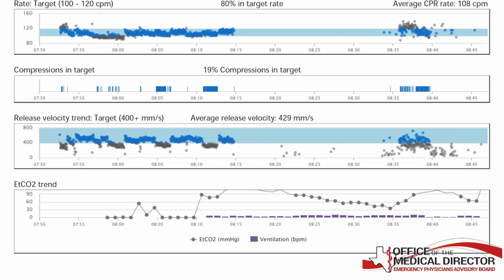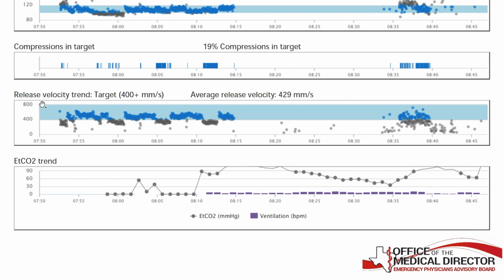Compressions in target are the number of compressions for the entire case that hit depth, rate, and release target ranges. So 19% of the compressions in this case were in target. It's hard to hit every one of these metrics, so it is what it is.